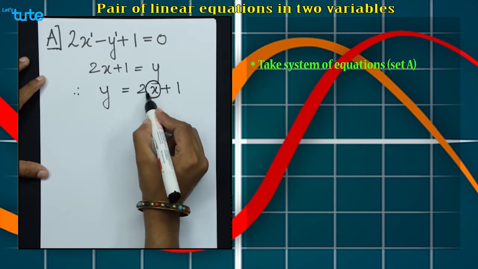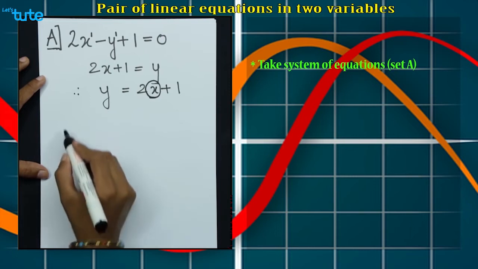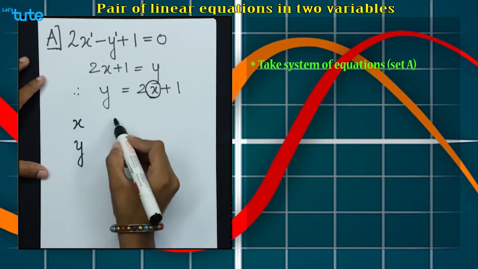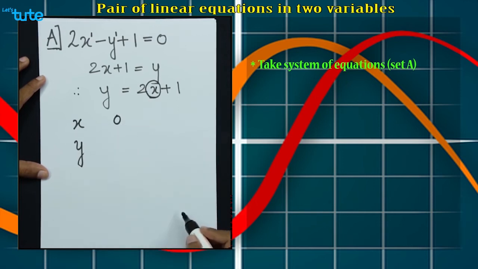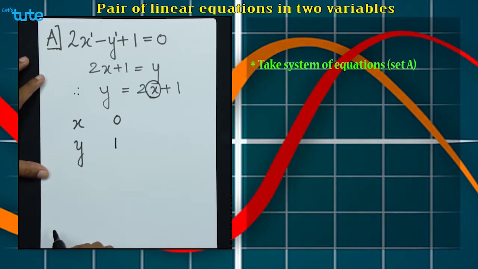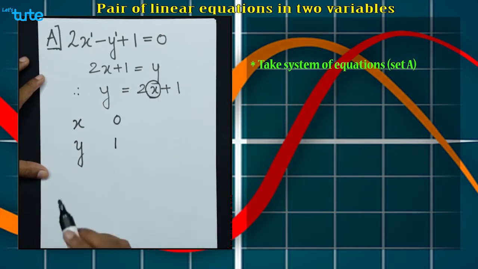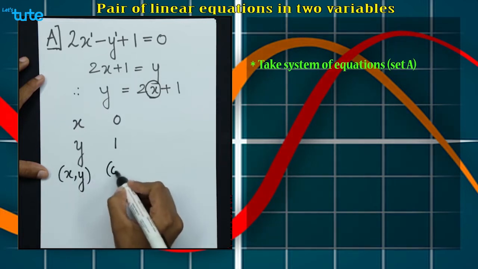Substituting values for the variable x on the right hand side, we can obtain corresponding values for y. Let us check this. We start with the values of x. Suppose x is equal to 0. You can assume any number of your choice, provided the numbers which you obtain after calculation also lie on the graph. That is the only condition. We get y is equal to 1 because 2 into 0 is 0 plus 1 gives you 1. So if I have to mark the coordinates, I would get x comma y equals to 0 comma 1.